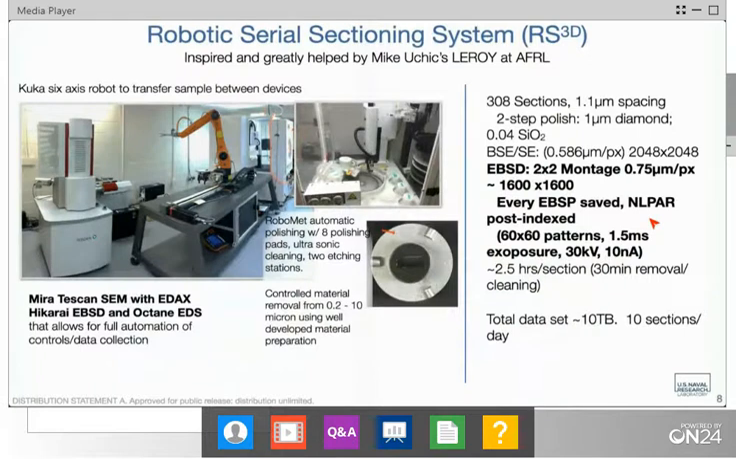I have to first give credit to Mike Uchic and his development of the LEROY system at AFRL. He's the first one who said, I think we could really join up an SEM and a polishing station by using one of these small industrial robots, and he's done that extremely well. What both of us have certainly found is that the most difficult part is scripting an SEM to work without a user. Here we're using a Mira Tescan. It has a very open API, which allows you to basically control everything that you could do at a user interface through a Python API.